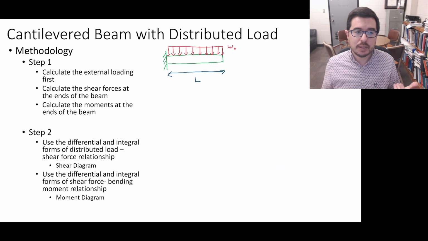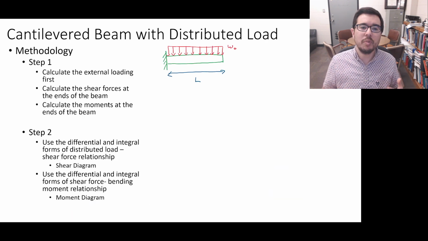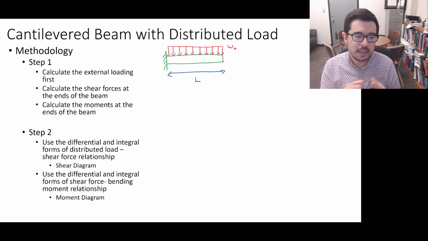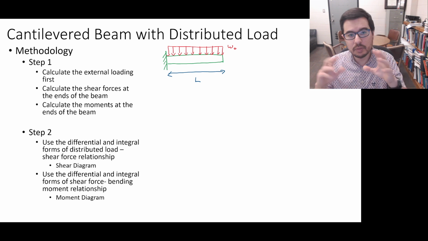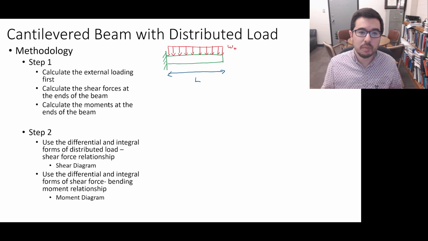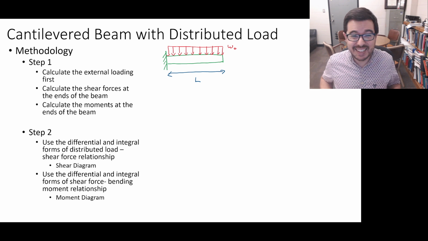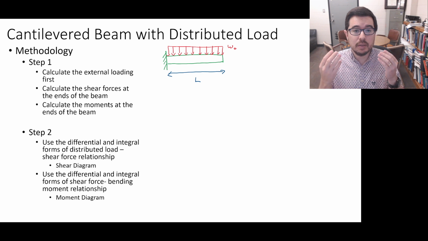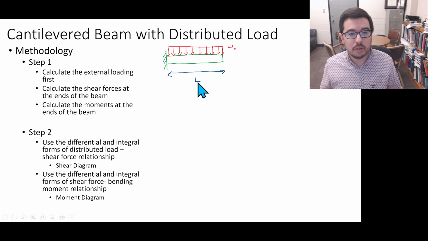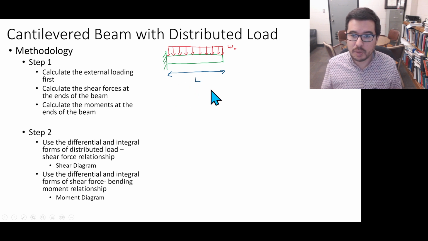So let's now more formally use the methodology. We have now a kind of qualitative sense of how these differential and integral forms of these two equations can help guide us in making these plots or understanding these plots or checking these plots. Let's now use this methodology with exactness. Start with our distributed load acting on this cantilever beam.